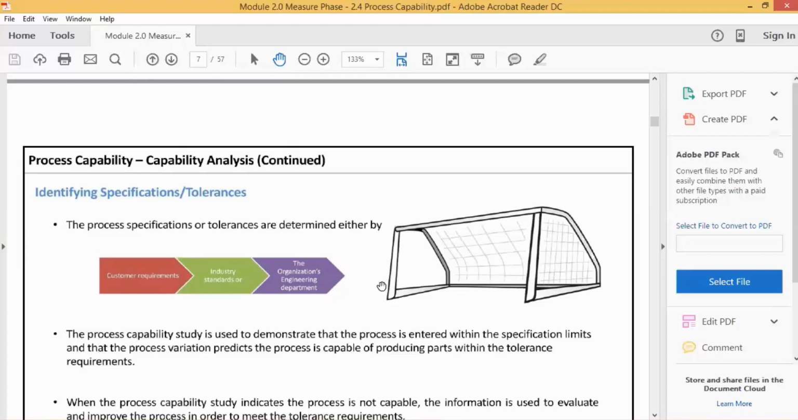The process capability study is used to demonstrate that the process is within the specification limits and that the process variation predicts the process is capable of producing parts within the tolerance requirement. So it should not go above the tolerance limit. If it goes above the tolerance limit, the process is not capable. So it is an incapable process.